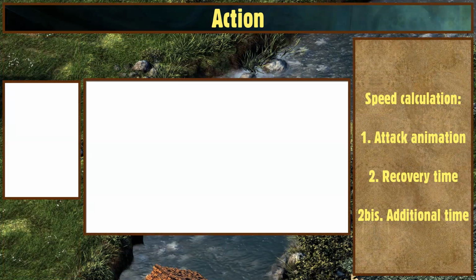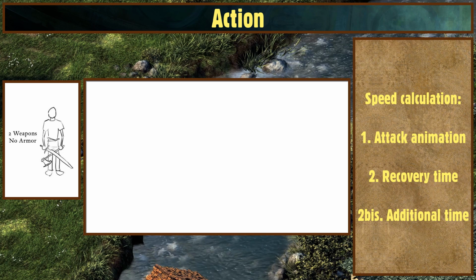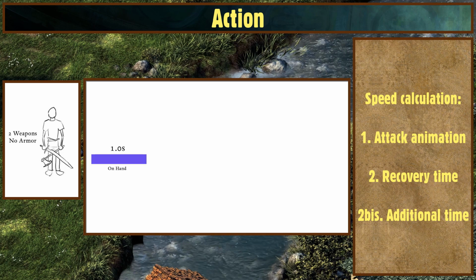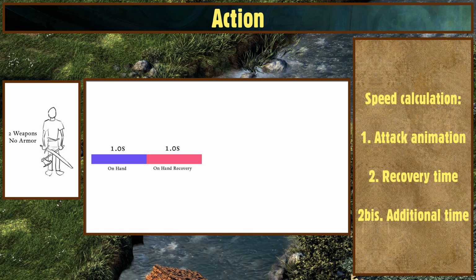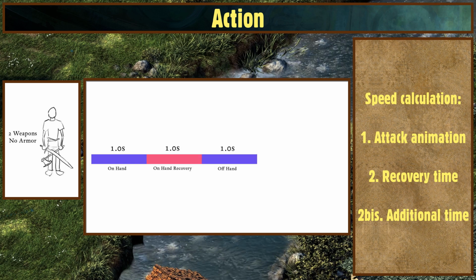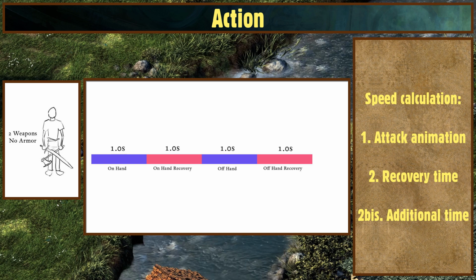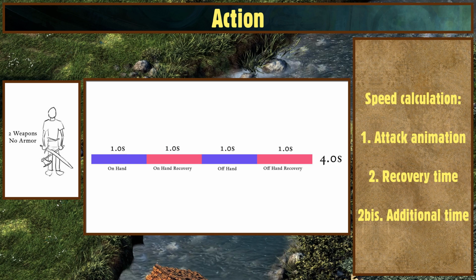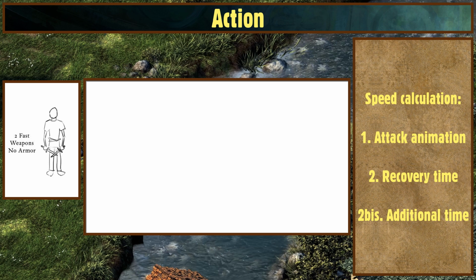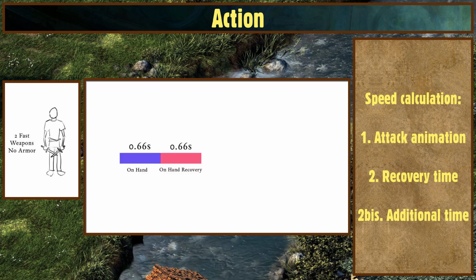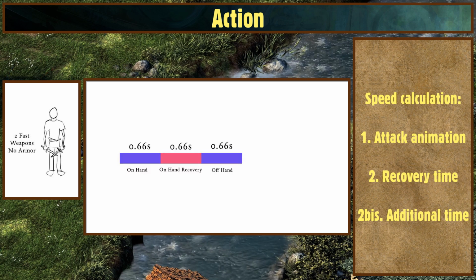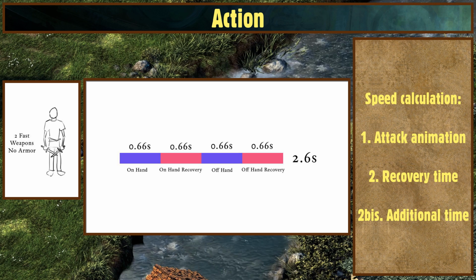For example, if you are equipped with 2 standard weapons, the first hand attack will take 1 second, its recovery will be of 1 second as well, then the second hand is also going to be 1 second, with also a 1 second recovery. This is for a total of 4 seconds. If you use 2 fast weapons, each of these stages will take 0.66 seconds for a total of 2.6 seconds.